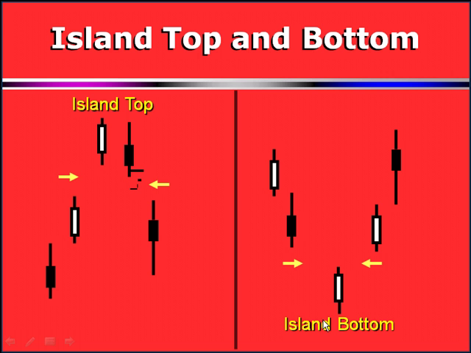And an island bottom is obviously the opposite. The market gaps down. And then the next session or a few sessions later, the market gaps up. Now, the island top or the island bottom are good reversal indicators, but unfortunately, by the time you get the signal, sometimes it may be late. So let me show you a recent example.